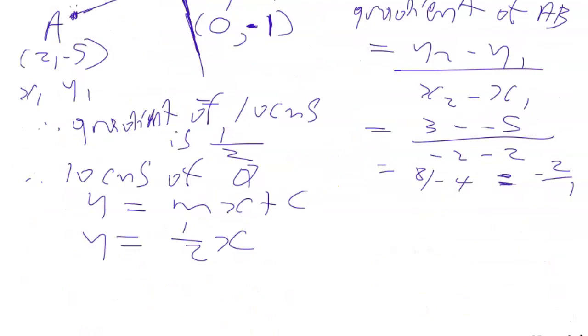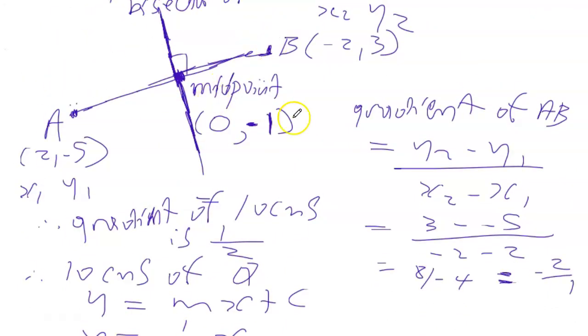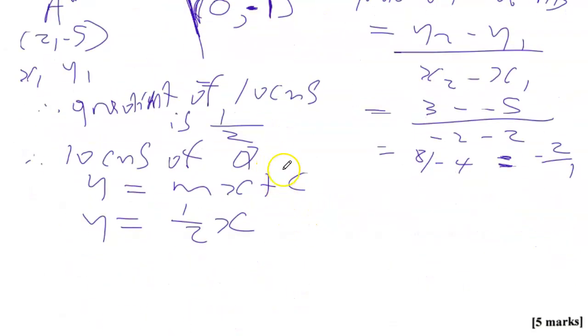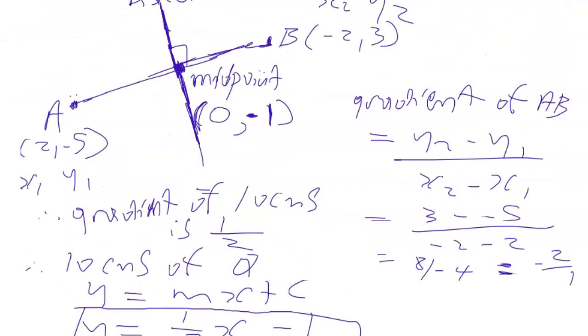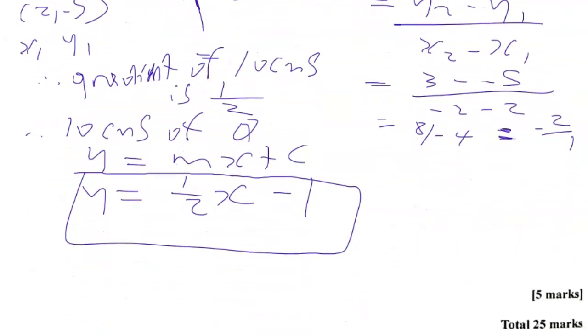And then for the value of c, you can always substitute (0, -1) in y = mx + c, and you will see c is -1. You didn't need to do that because (0, -1) is on the y-axis, which is what c represents, where the graph cuts the y-axis. That's -1. So this is our solution: y = half x minus 1 is the locus of Q, same as the perpendicular bisector of AB.